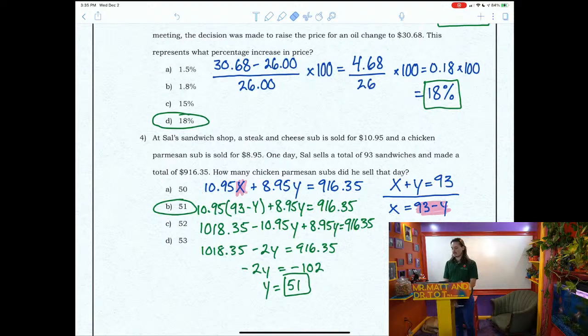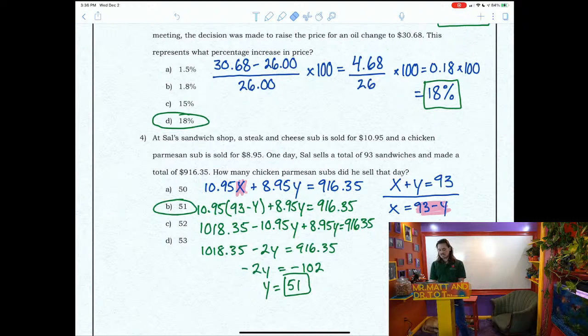Thinking ahead a little bit, now I'm asking you for the number of chicken parmesan subs. So that's y. We need to end up with y. So that means I need to initially get rid of x. So we're going to change our strategy from the last example, number 2, and instead of isolating for y, I'm going to isolate for x. So in the more simple equation, x plus y is equal to 93, I'm isolating for x there. So x is equal to 93 minus y. So anywhere that I see an x in the more complicated equation, I'm going to substitute in 93 minus y.